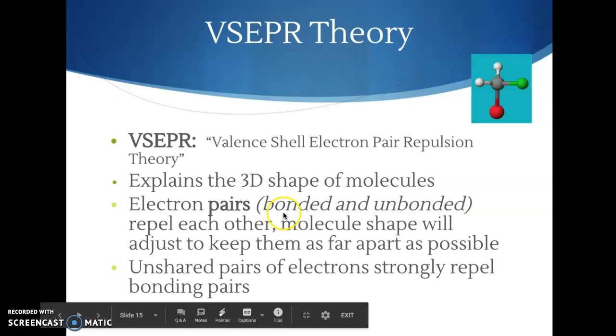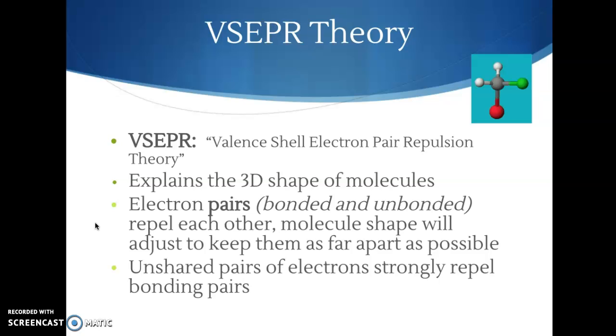So electron pairs, whether they're bonded or unbonded pairs, will repel each other, and the molecule shape will adjust to keep them as far apart as possible. So the three-dimensional shape is set up so those electron pairs get as far apart from each other as they possibly can. And that leads to the different shapes of the molecules that we have. And then there's also the fact that unshared pairs of electrons strongly repel bonding pairs. So unshared pairs of electrons are free to move around more, so they end up taking up more space. So they're going to push other bonding pairs a little bit closer together. All right.